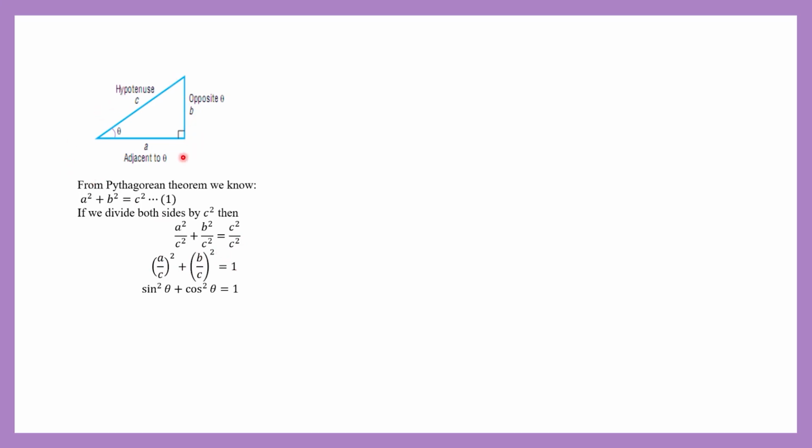We can see obviously from this figure, sine of theta is equal to b by c and cosine of theta equals a by c. We can replace the values in here. By replacing that, we will get sine square of theta plus cosine square of theta equals 1.